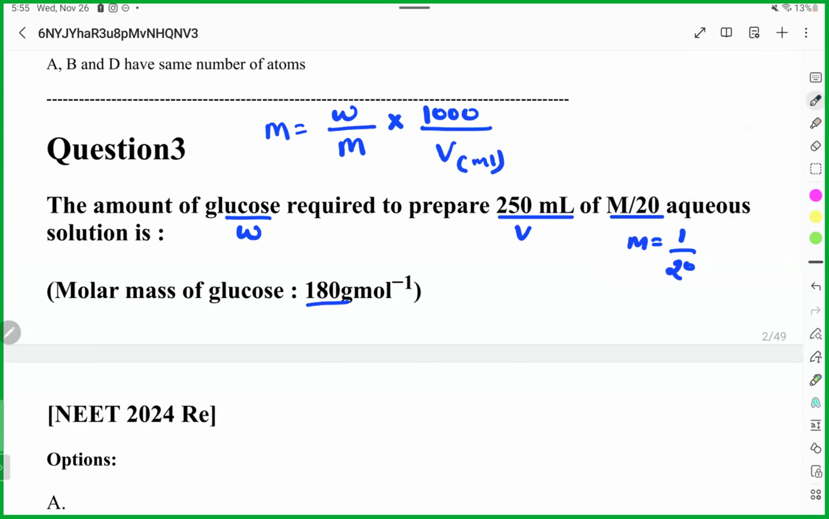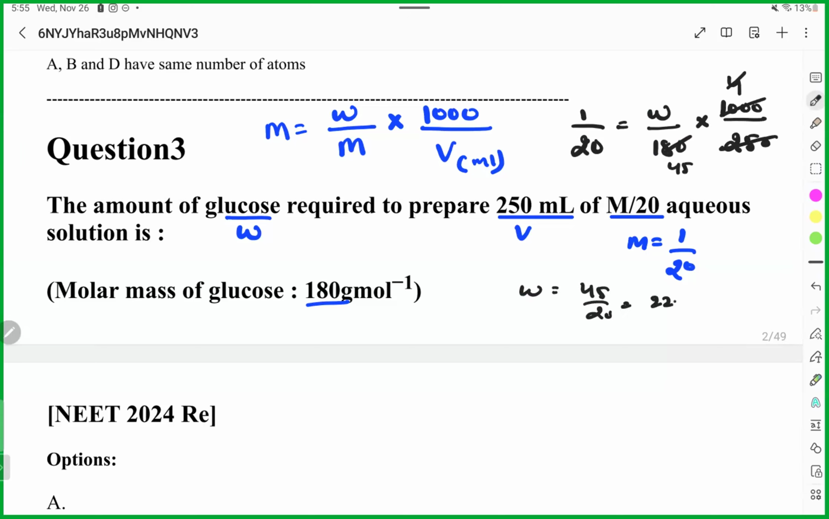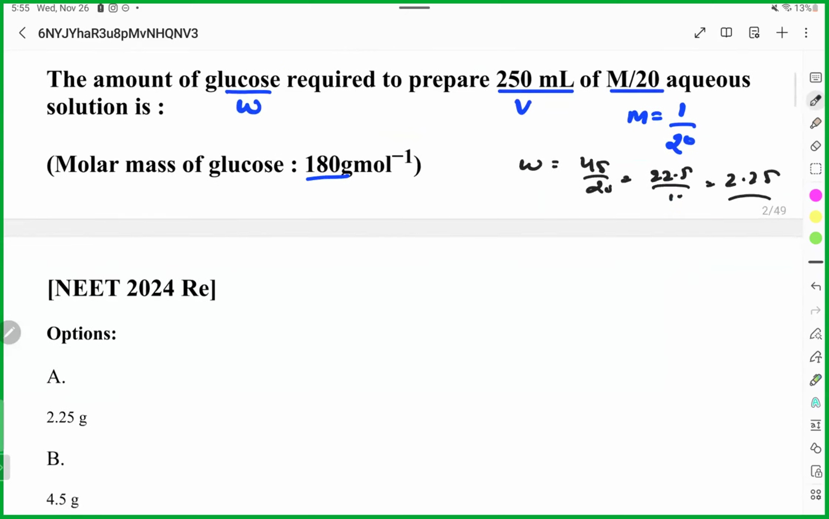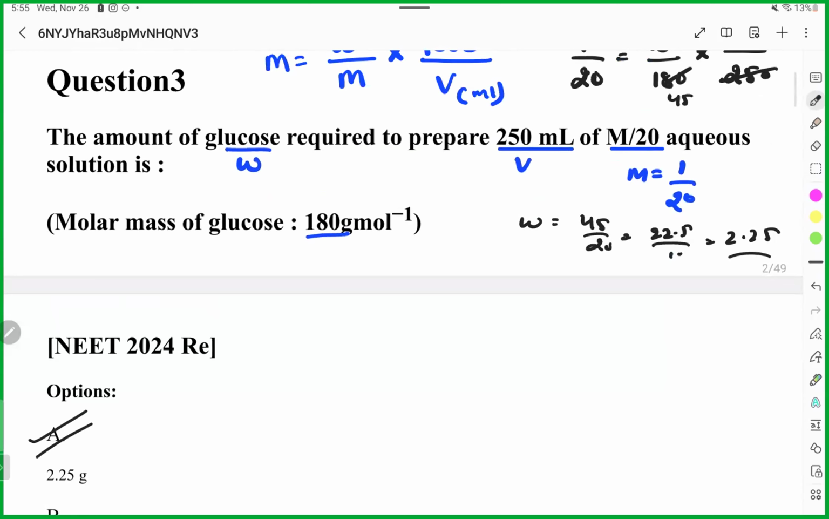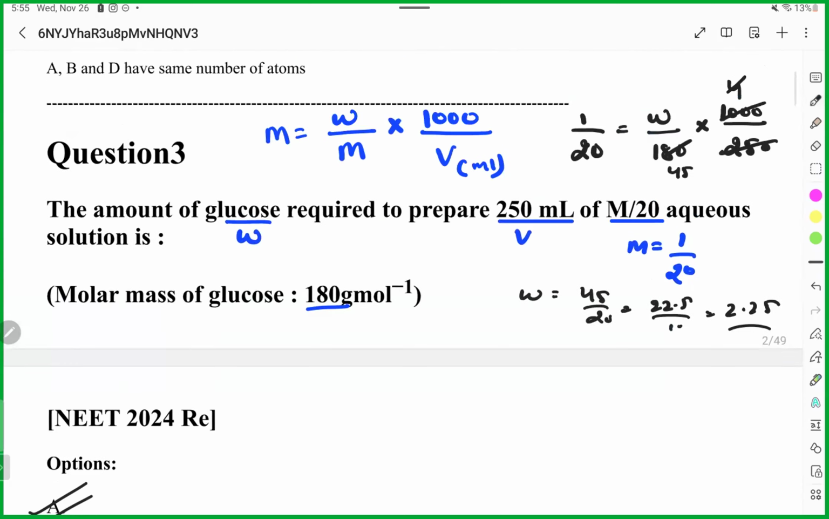Now all the values are given. Molarity is 1/20. Given weight we have to calculate. Molar mass 180, 1000, volume 250, 4, 45. So what will be the weight? 45 by 20. 22.5 divided by 10, so 2.25 gram. Was it really difficult? No, sir. Direct formula based question. Okay, so you just simply have to apply the NCERT formula.